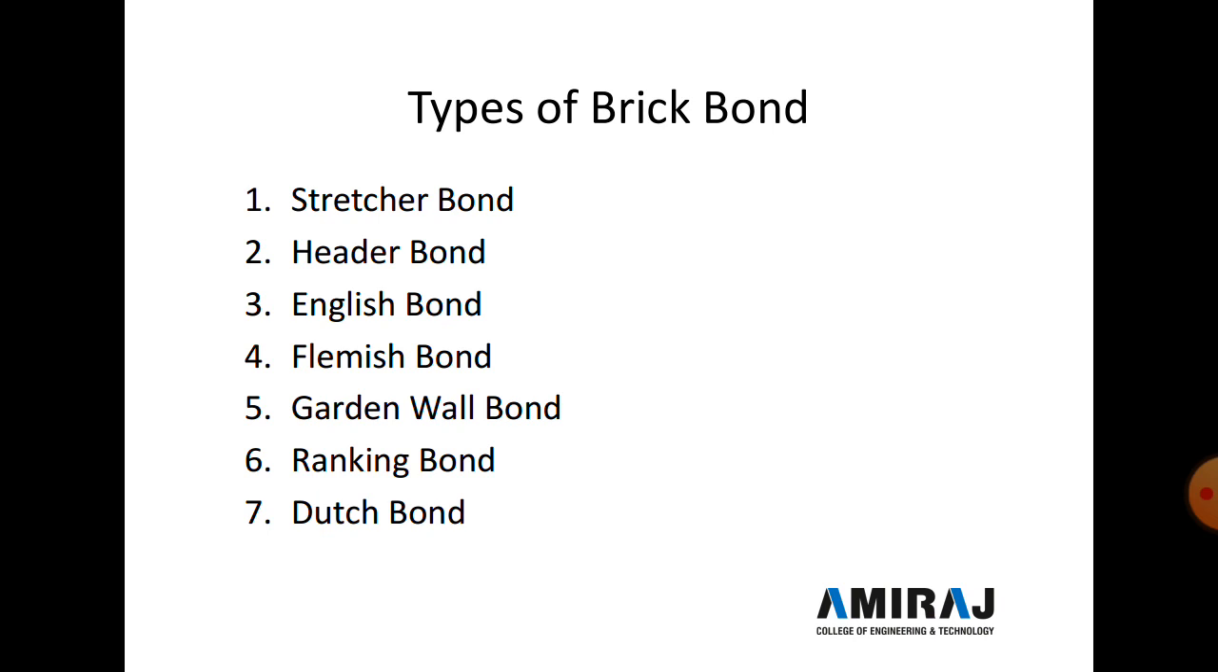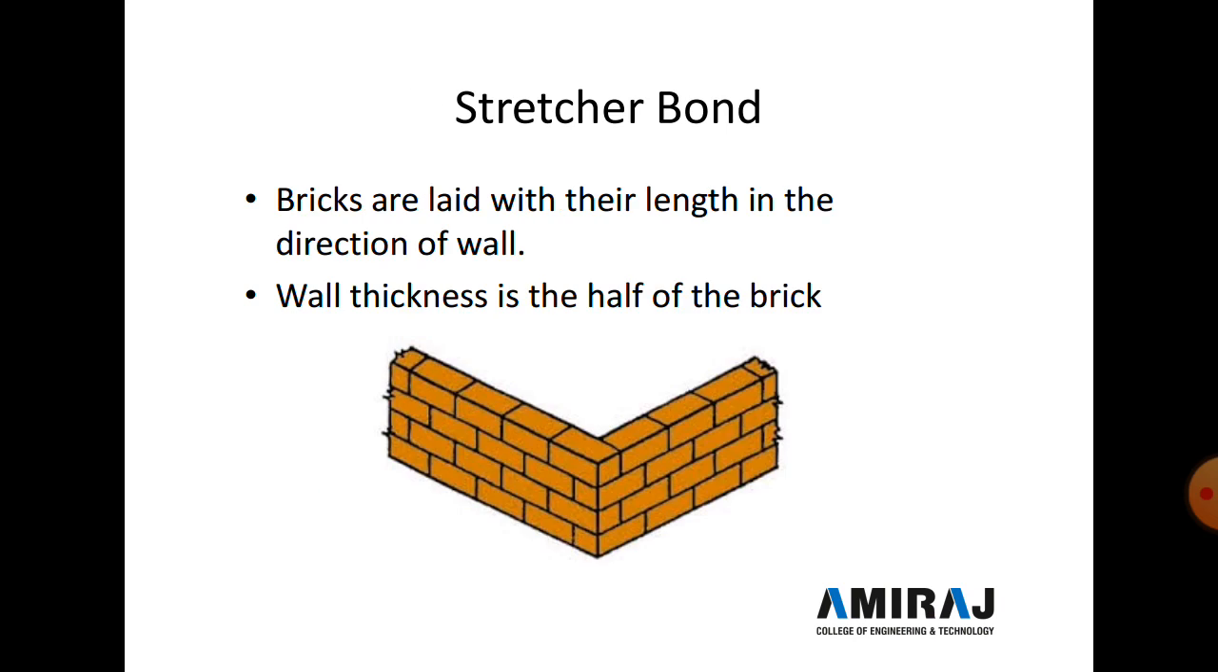Here a total of 7 types of brick bonds are given. First is the stretcher bond, second is the header bond, third is the English bond, fourth is the Flemish bond, fifth is the garden wall bond, sixth is the raking bond, and seventh is the Dutch bond. One by one we discuss.